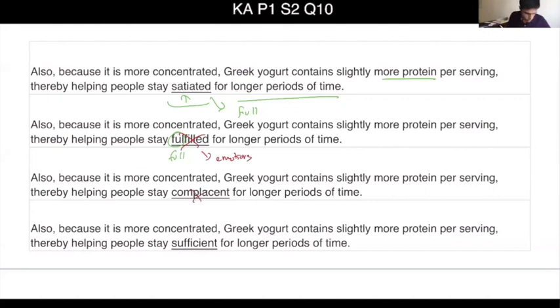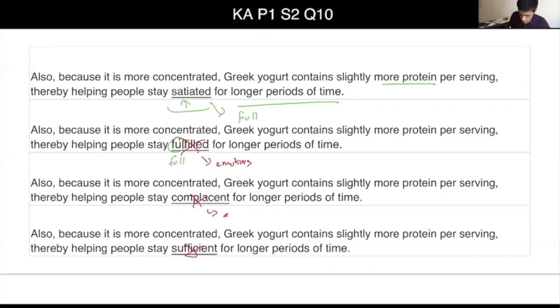Complacent, this is just the wrong definition. Complacent means, what does complacent mean? Satisfied? Does not mean satisfied, no. Can someone type in the definition of complacent? And then stay sufficient, that's also the incorrect definition. You can't stay sufficient as a hunger state. Your hunger state cannot be sufficient. Complacent is when you're satisfied with your achievements, so you stop working. Yep. There's no achievements here.